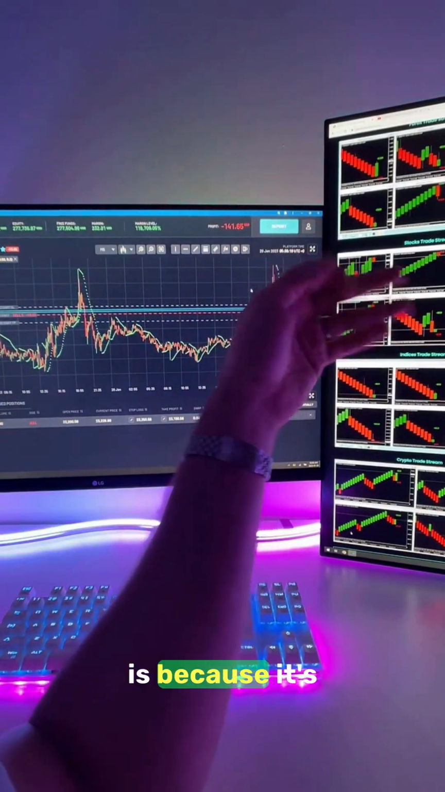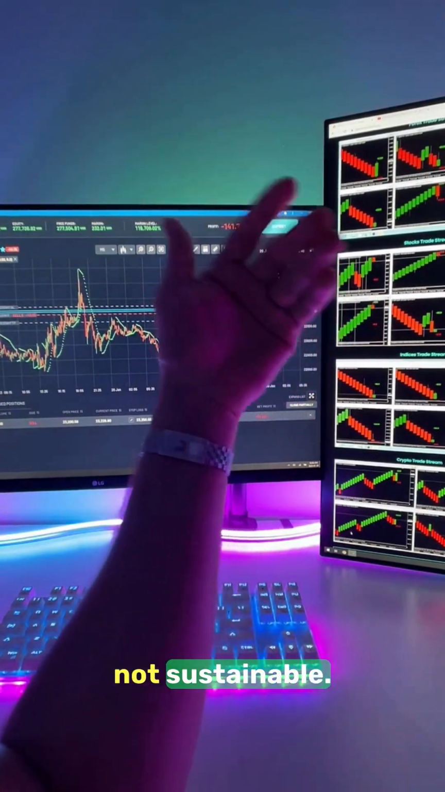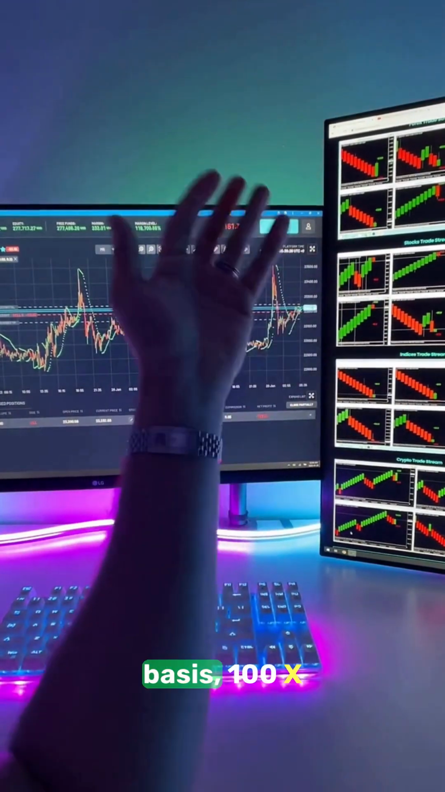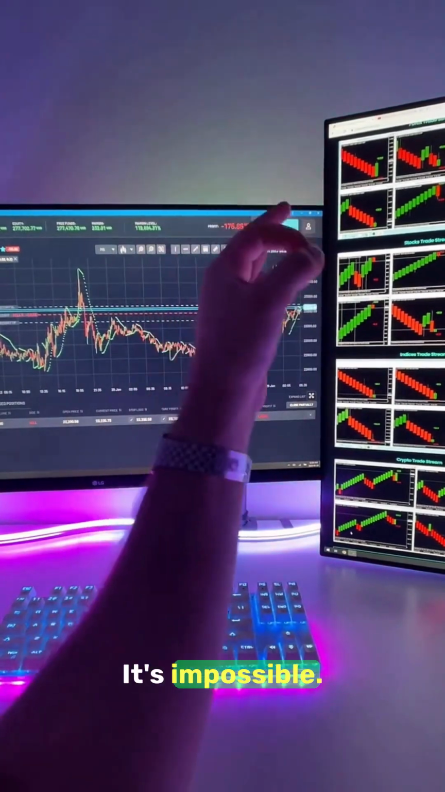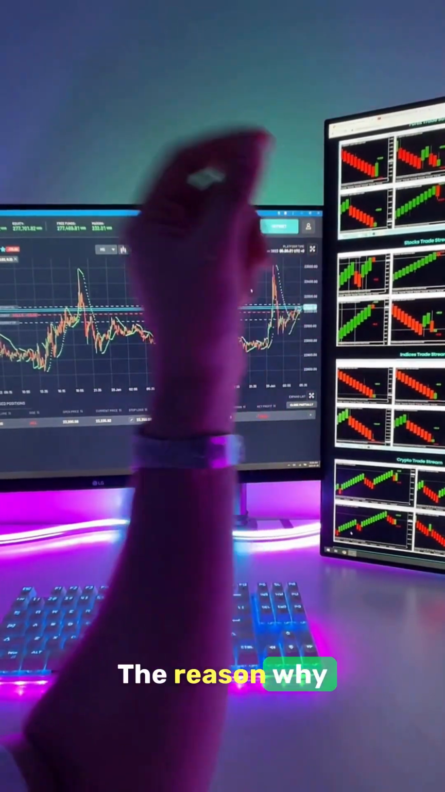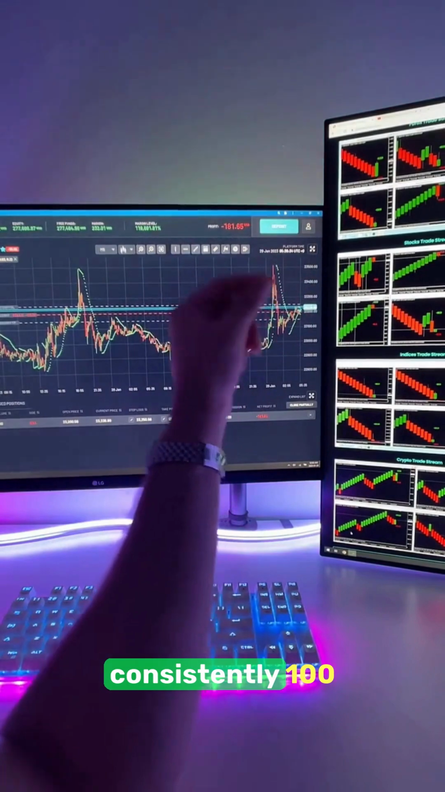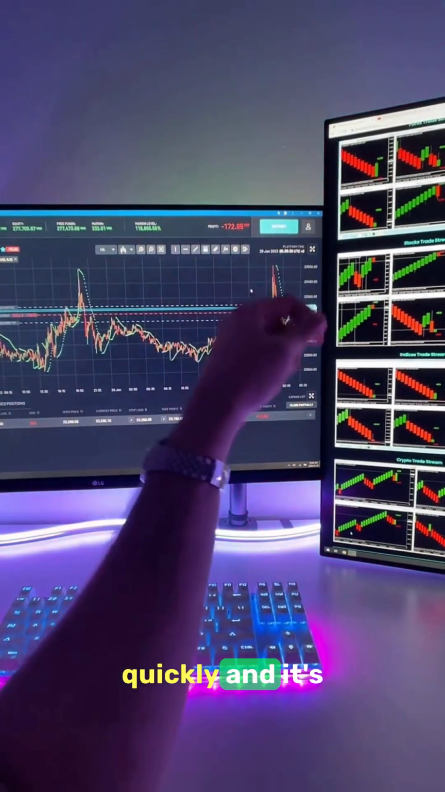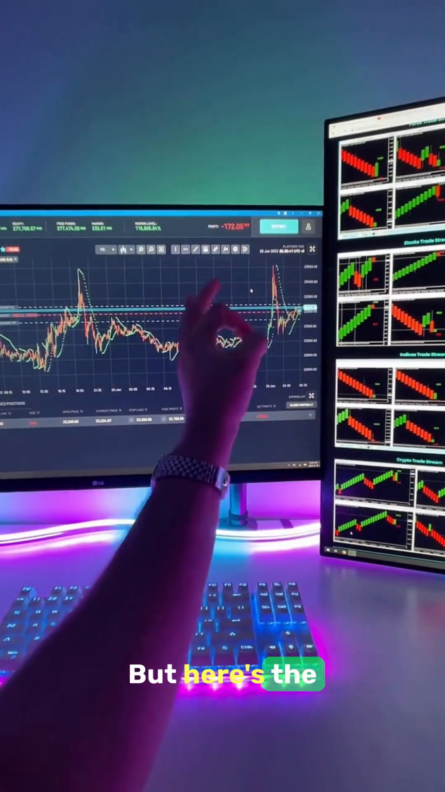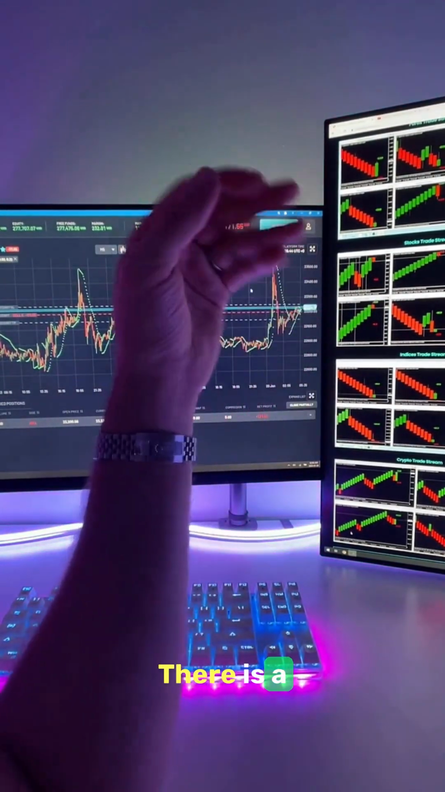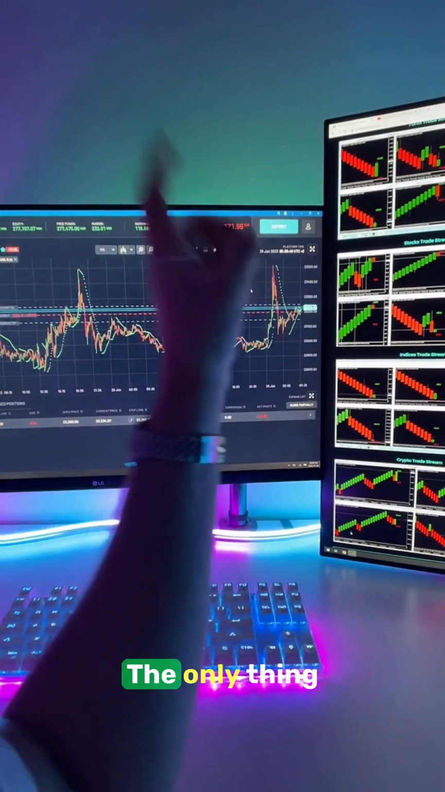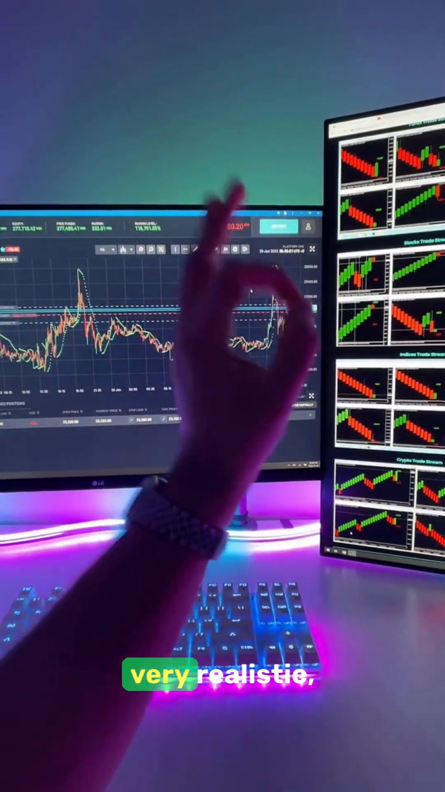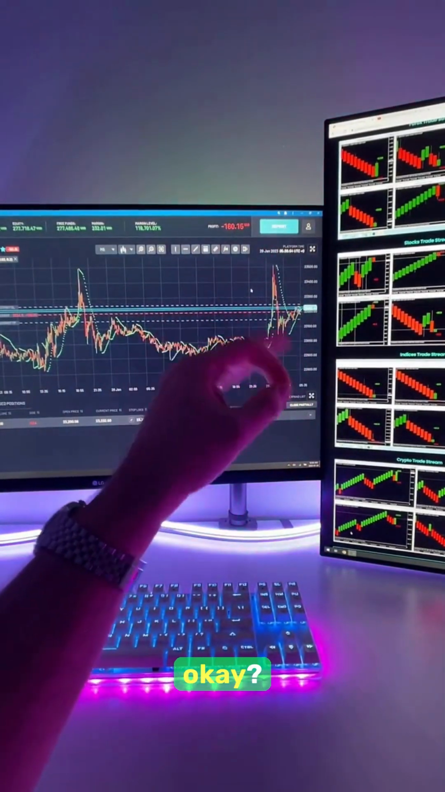And the reason they're all scamming is because it's not sustainable. There's no strategy that will ever be able to, on a consistent basis, 100x your account. It's impossible, because here's the thing. The reason you will never be able to consistently 100x your account is that you would get to the billions very, very quickly, and it's impossible, okay? But here's the thing. There is a lot of opportunity in the markets. The only thing you have to understand is to keep your expectations very, very realistic, okay?